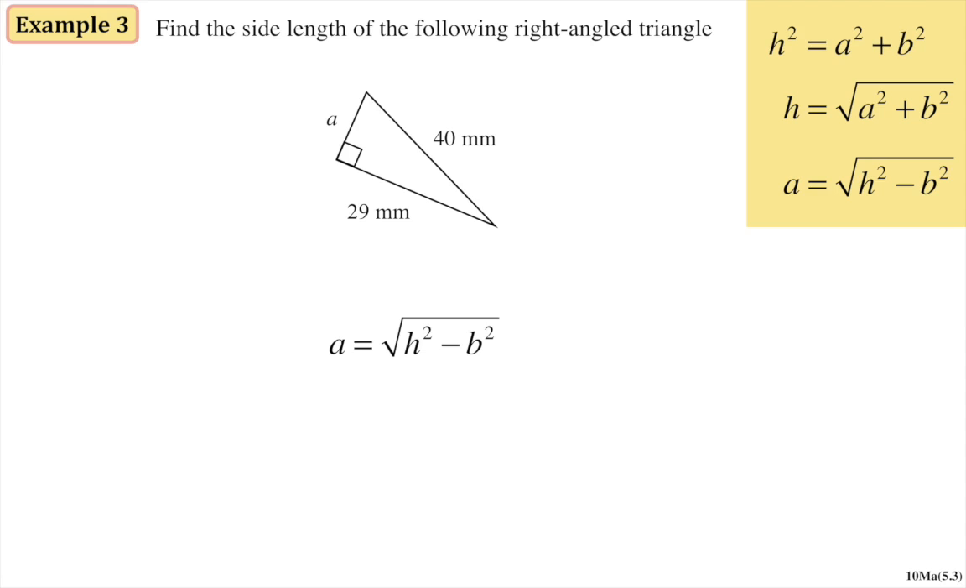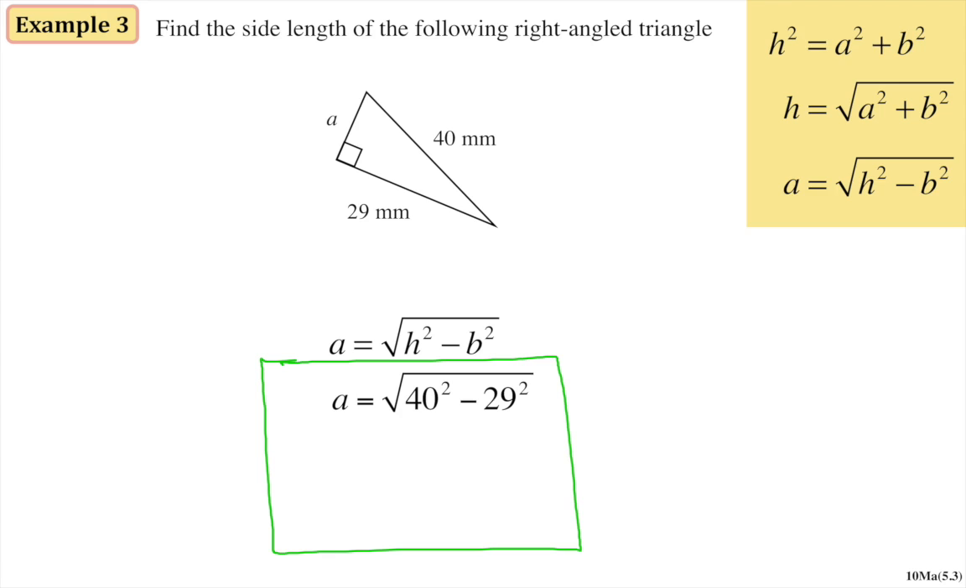Example number 3. I'm not going to show the Year 8 way anymore. I'll put the formula there, but you don't need to use the formula. What's in the box here? That's all you need to show. We are finding one of the short lengths. We know the hypotenuse, so it's a equals the square root of 40 squared take 29 squared. Put that into your calculator and you get 27.5 millimeters if you round it to 1 decimal place.